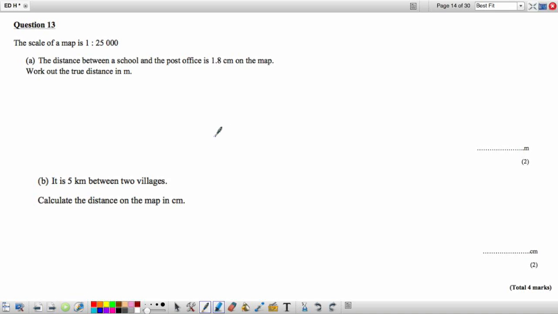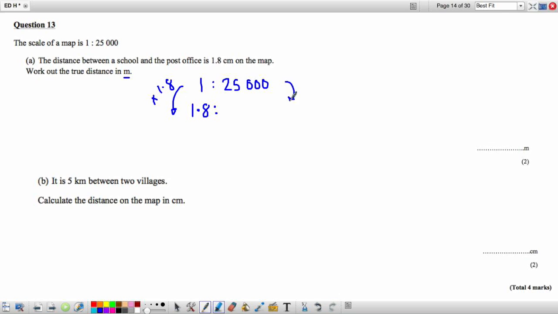Question 13. The scale on a map is 1 to 25,000. The distance between a school and the post office is 1.8 centimetres on a map. Work out the true distance in metres. So 1 to 25,000. This scale here, as they do on maps, does not have units. So you choose the units. If you start here with centimetres on the left-hand side, then we're going to have here on the right-hand side also centimetres. So 1 to 1.8 we multiply by 1.8.